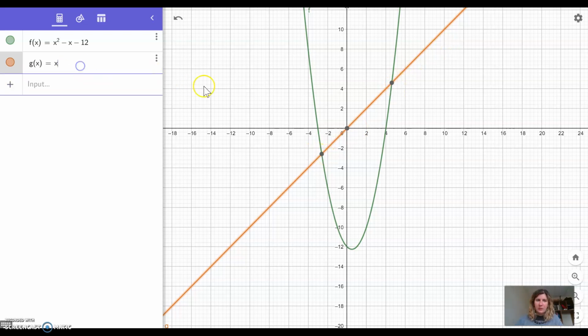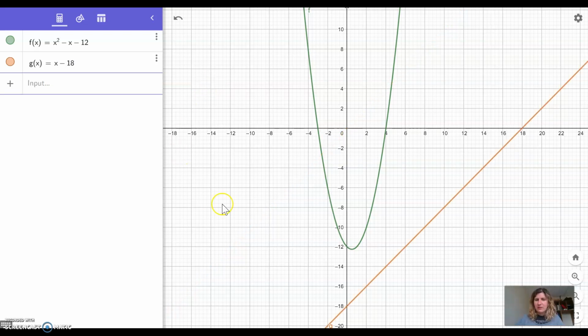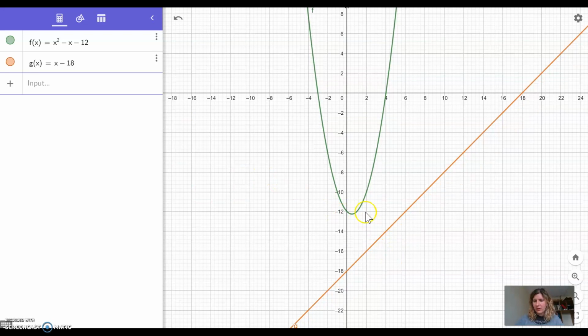If I change the equation of this graph though, and I make this minus 18, we can see now in this case there are no points of intersection, and there never will be, because this one is going to keep increasing super steeply, whereas that straight line graph has a much slower gradient, so they're never going to cross over each other.